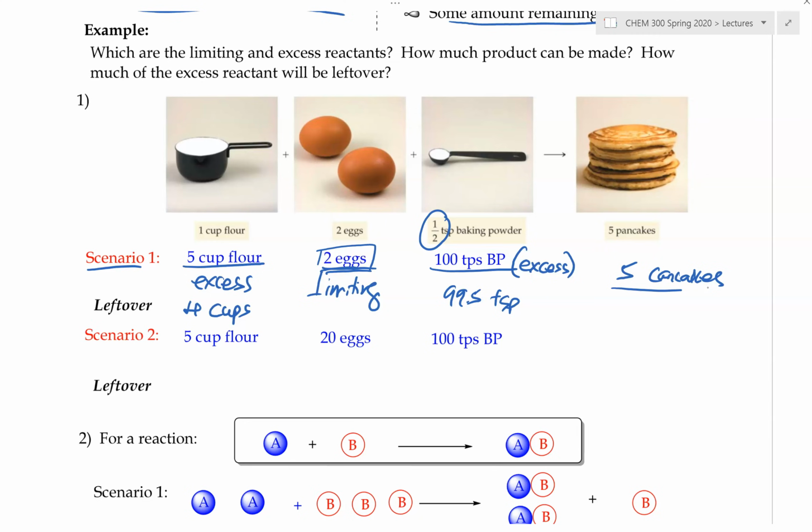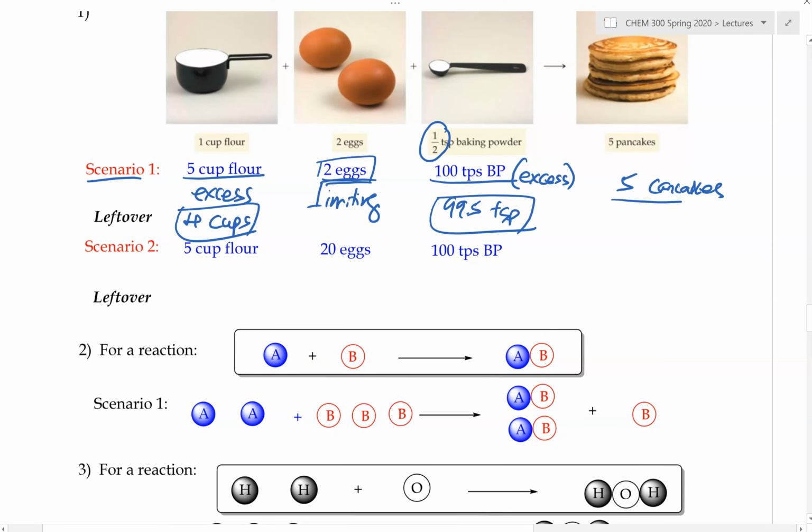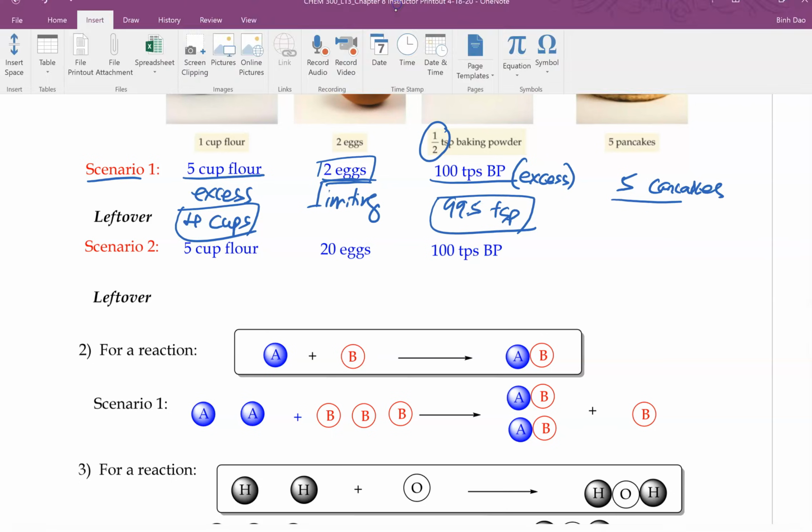And as you can see here, in this pancake experiment, it's quite easy for us to see that there'll be 4 cups of flour remaining and 99.5 teaspoons of baking powder that remain. Now, why don't you work on this scenario 2 right here before we go over the answer together.